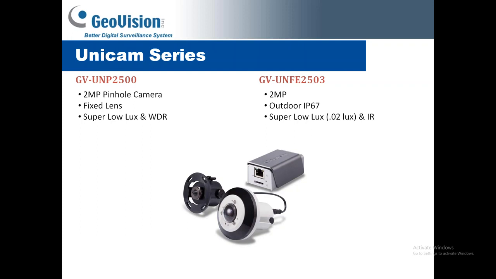The Unicam series, this is our line of modular cameras. We have 2 models here. The model on the left, called the UNP2500, is an IP-based pinhole camera with a microphone built in. And then the model on the right is a mini fisheye camera. That's the UNFE2503. That camera we see used a lot in ATM applications, parking lot pay stations, maybe elevators, building entries. Those are some good applications for that type of camera.